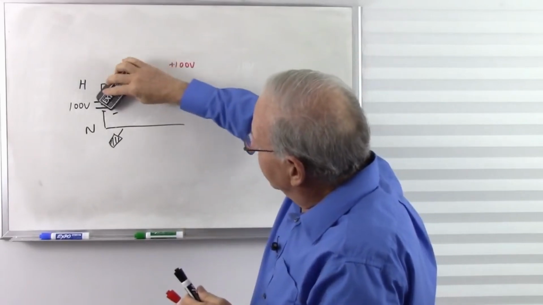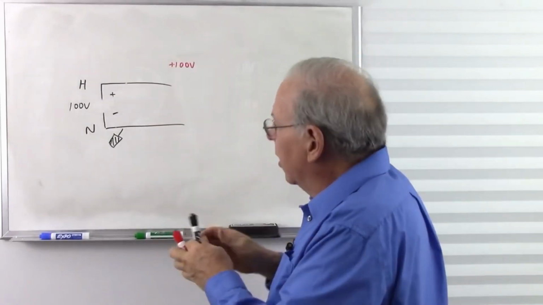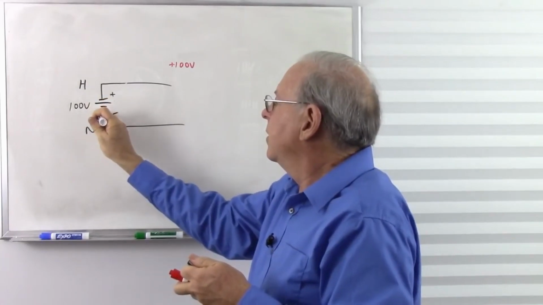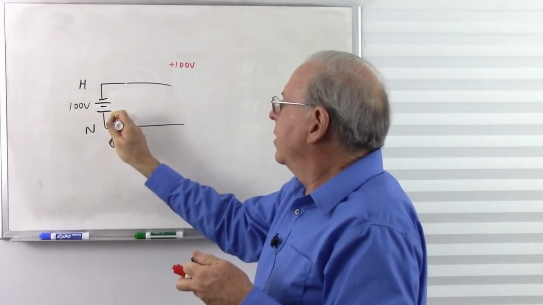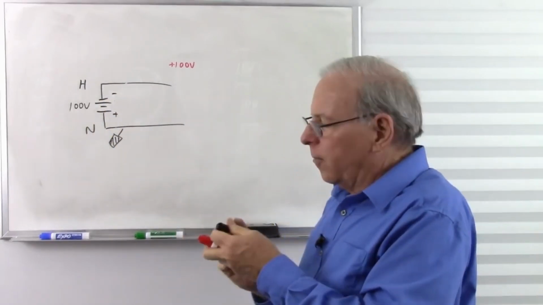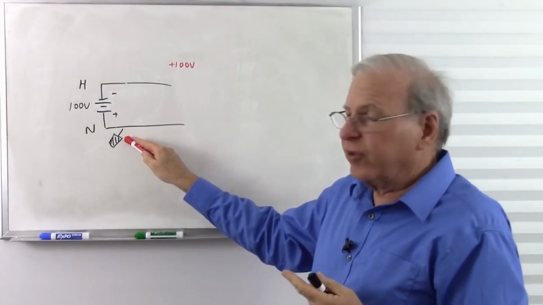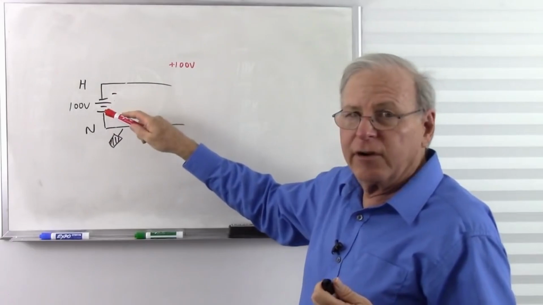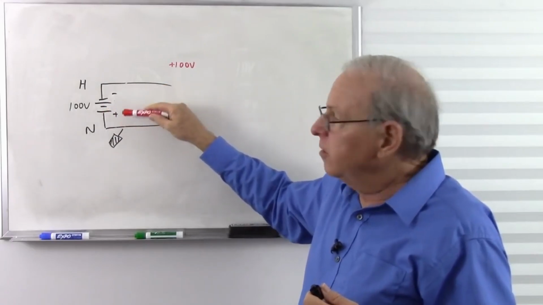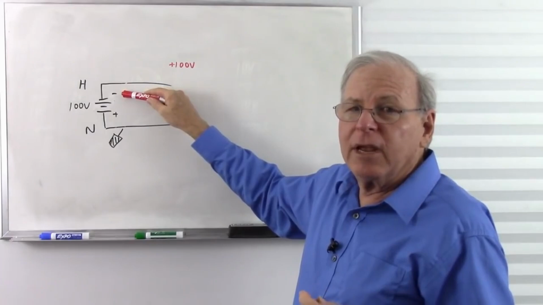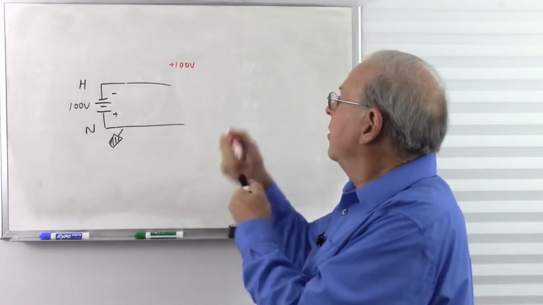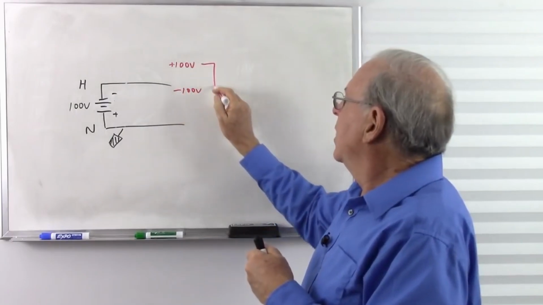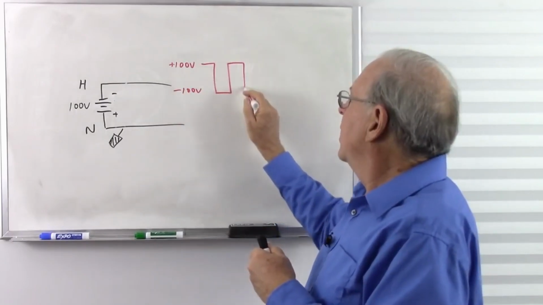Now a 50th or a 60th of a second later, depending on where you are, the battery is going to flip. So now it's positive to negative. Now my black lead is here, still the same place. My red lead is here. Now my red lead is at a lower voltage, a difference of 100 volts. So black lead at the higher voltage, red lead at the lower voltage. Now my meter reads a negative voltage, so it reads minus 100 volts.